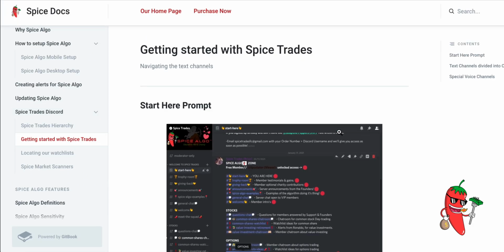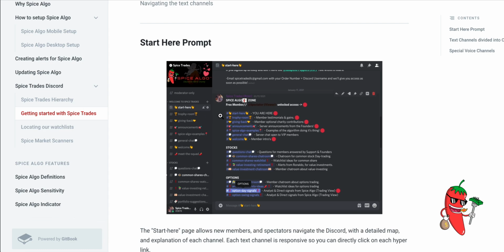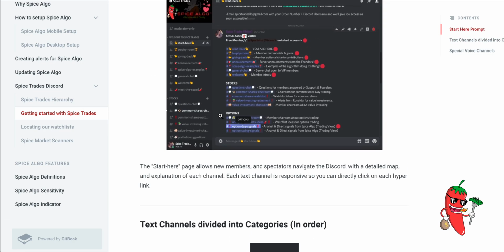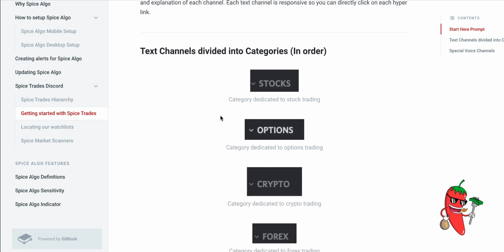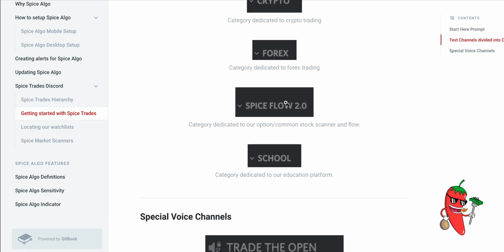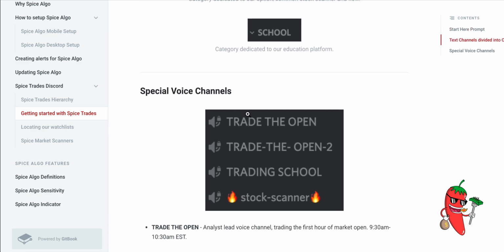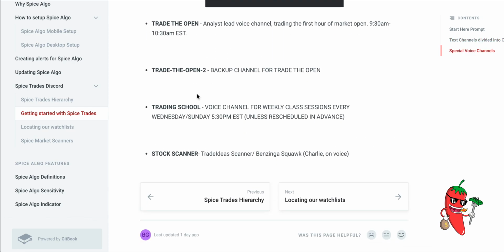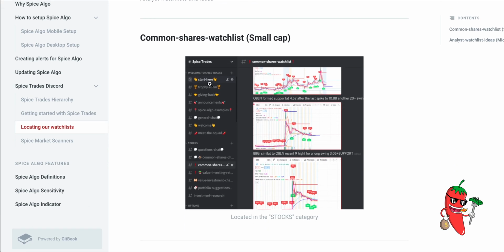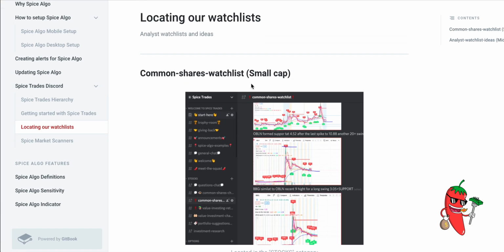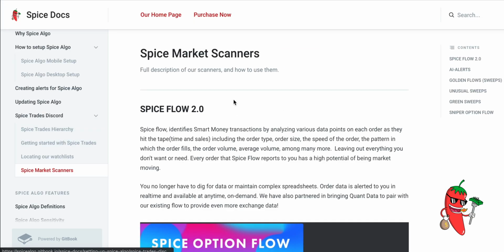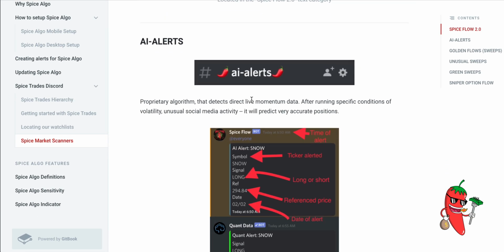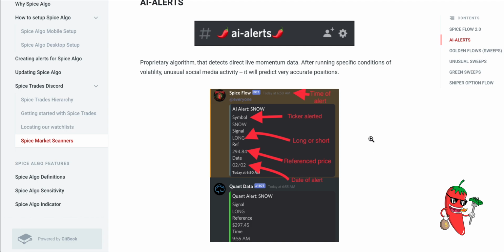Getting started with Spice Trades, I also broke down what every channel is, not in extreme detail, but I gave you a general understanding of what they are, by categories. So it's all broken down: where the Spice voice channels are, what times we have typical meetings, Trade the Open, Stock Scanner, what exactly they are, Trade Idea Scanner, Benzinga Squawk, where Charlie is on voice, locating our watch list, where exactly they are, and what exactly each watch list is, and our scanners. What exactly everything is. I even broke it down like this. So hopefully you guys find some use for this.